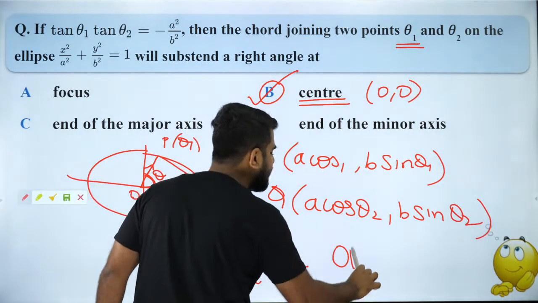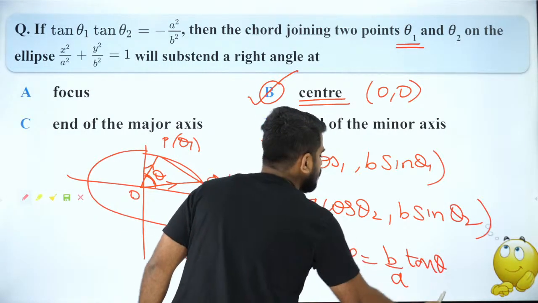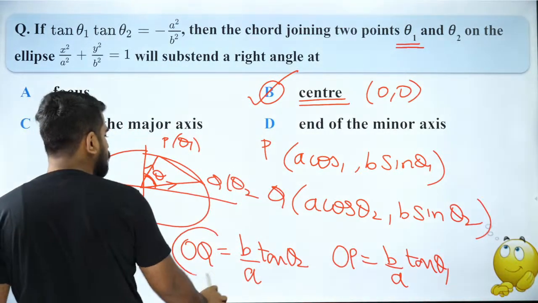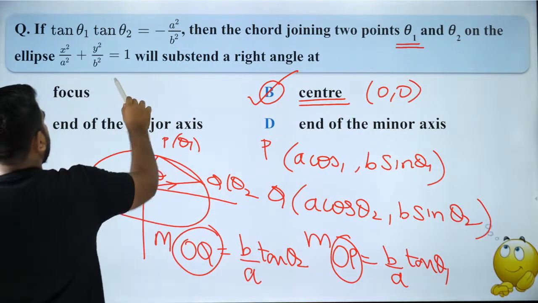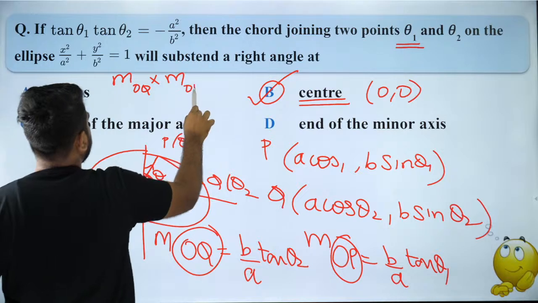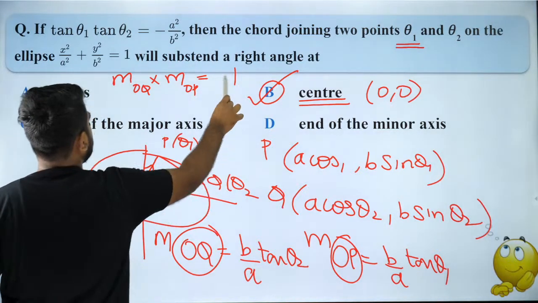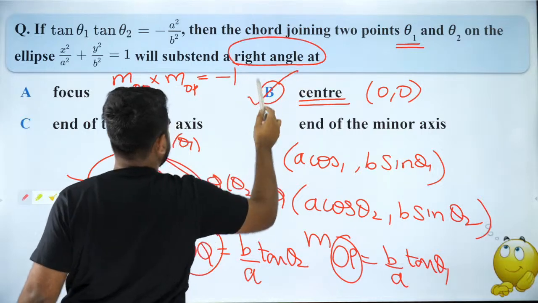And the slope of OP is what? (b/a) tan theta 1. So what is the product of these two slopes? The product of these two slopes will be what? M_OQ times M_OP is equal to minus 1. So that is why they subtend a right angle at the center.